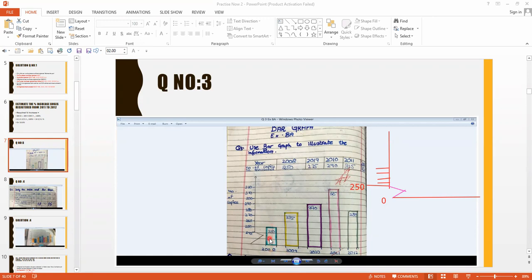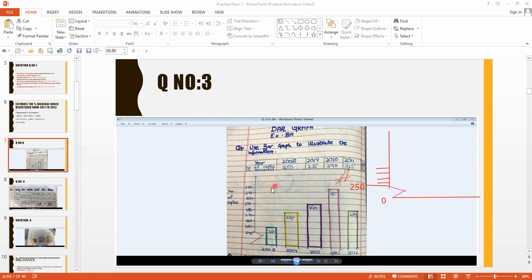In 2008, it is 250. In 2009, it is 275. How I have to draw on 275? Between 270 and 280, we have 275. Clear? Then we have 280. Then again, we have 315. How I have to draw on 315 between 310 and 320? Clear? Then I have again 275. So I have to draw on it here.